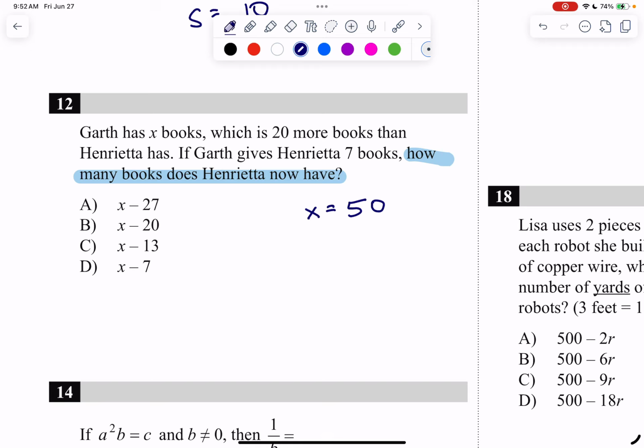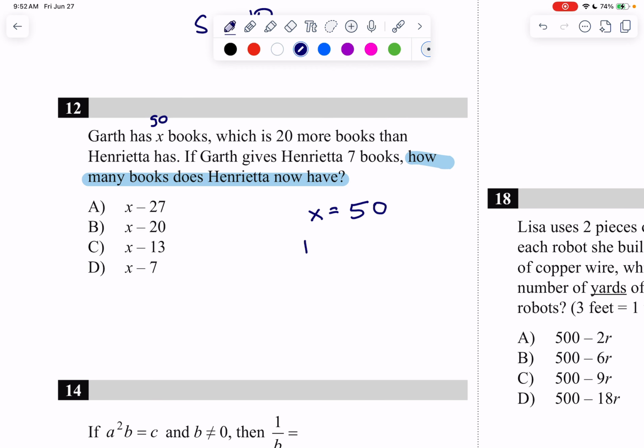So Garth has 50 books, and that's 20 more than Henrietta has. So what is 50 20 more than? Well, then Henrietta must have 30 books. And Garth's going to give Henrietta 7 books, and we want to know how many books Henrietta now has. Well, she had 30 and she just got 7. Let's give her 7 more books. She'll have 37 books. So that's the answer to the question: how many books would Henrietta now have when X is 50?